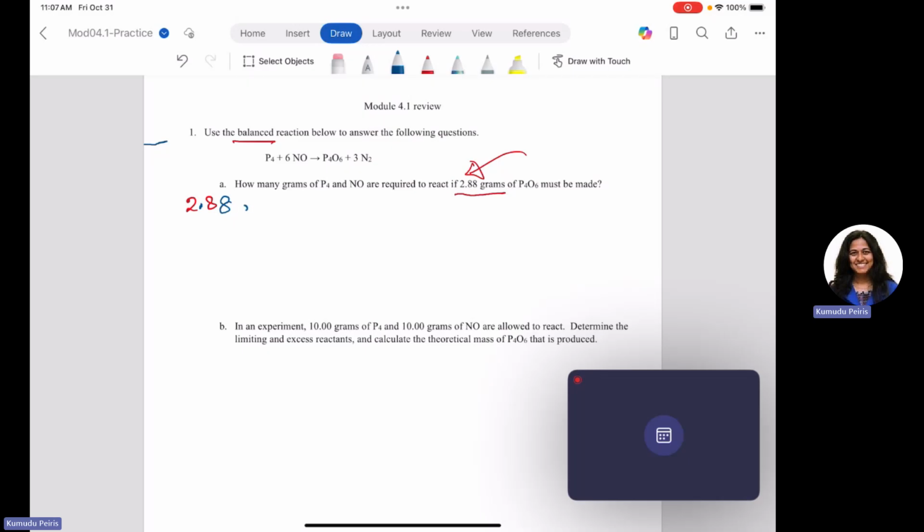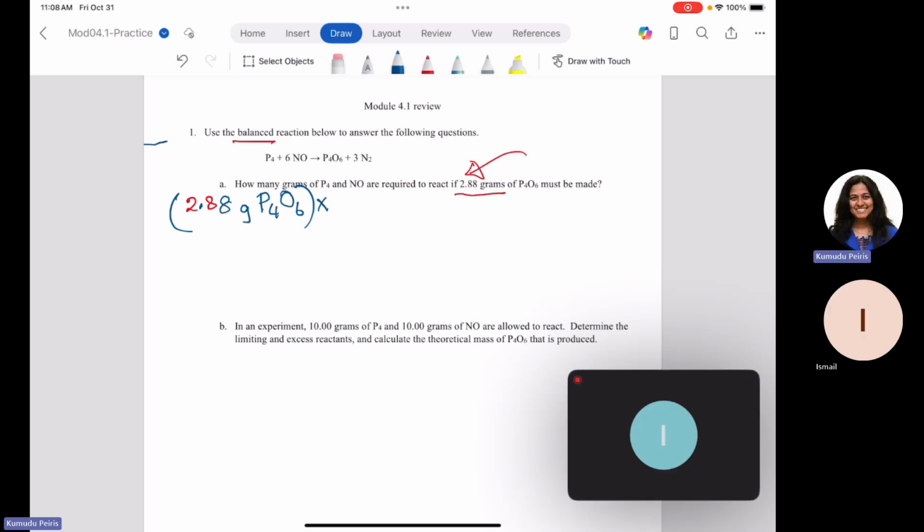So let's start with 2.88 grams of P4O6. Right. You all know we cannot make a ratio using the grams. What should we do next? We should change these grams of P4O6 into the moles of P4O6. So then what must we use to change the grams to the moles? Yes, we need the molar mass of this P4O6.